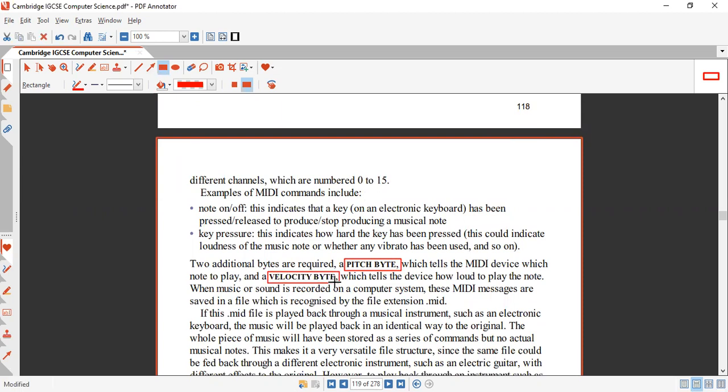The pitch byte tells us which note I need to play. Whereas the velocity byte tells us the intensity or the amplitude of that particular note, that is, how loud or how low I should play it. So this was for the MIDI.